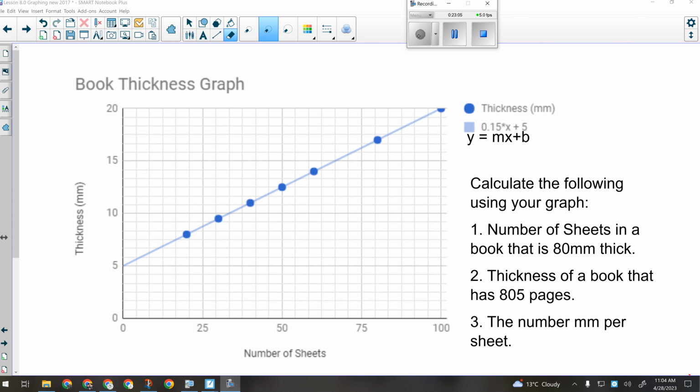Okay, so let's look at this one. For question number 1, they want us to calculate the number of sheets in a book that is 80 millimeters thick. Are they asking us to calculate y or x?